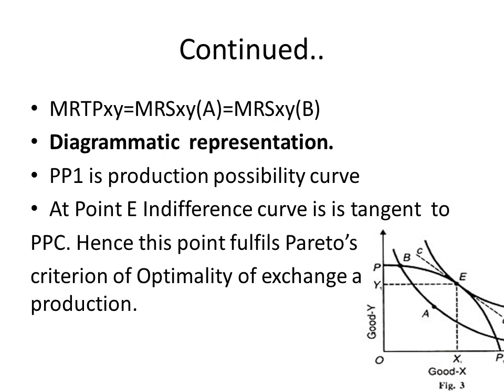And here we have indifference curves. There are two indifference curves. The upper one is tangent to the production possibility curve at point E. That shows that the marginal rate of substitution for X and Y is equal to the marginal rate of transformation of the two goods. Now if we have point B here, that is cutting the production possibility curve, this is not an optimal criterion because at this point the marginal rate of substitution is not equal to the marginal rate of transformation. Thank you.